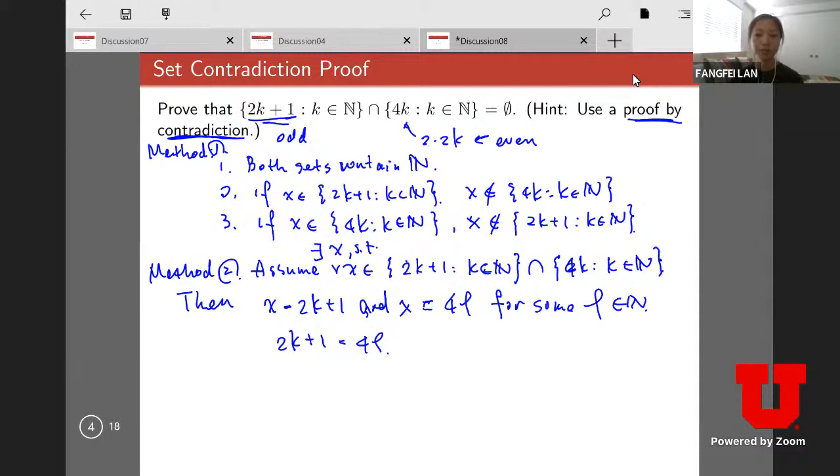So what do we do now? How do we reach a contradiction? We just have to prove that they're unequal, or it doesn't have to be unequal. It just has to have some type of contradiction in it. It could be anything. We could say that even equals odd, but that isn't a contradiction. So this is a little weird.